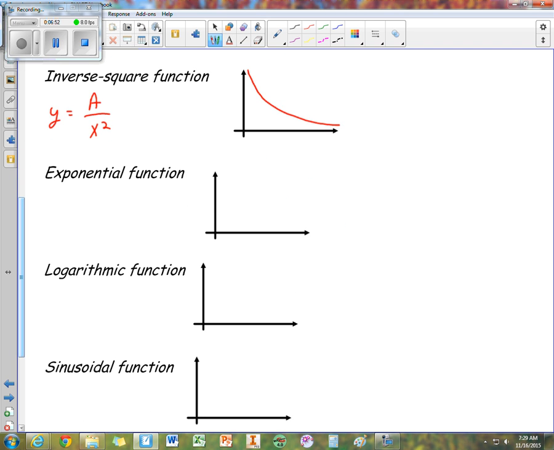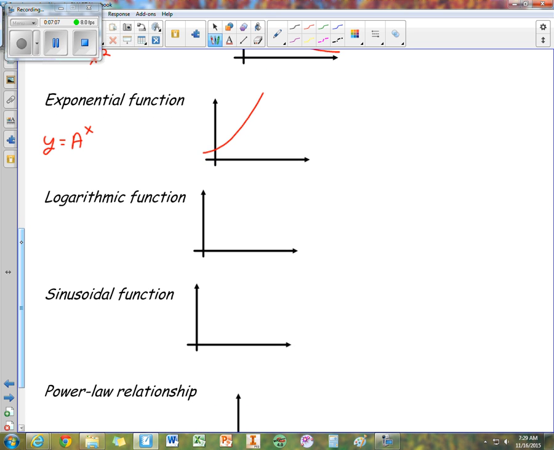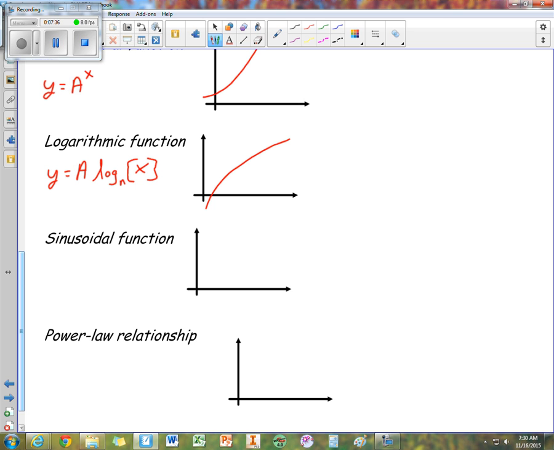The exponential function starts over here. It's generally a raised to x. We have our logarithmic. Usually starts down here, comes up like that. It's usually some constant times log. Now, the n in this equation is the base. And generally, we use base 10. But it can be base anything, base 2, base 5, whatever you want. If it's the base e, then this becomes the natural log.